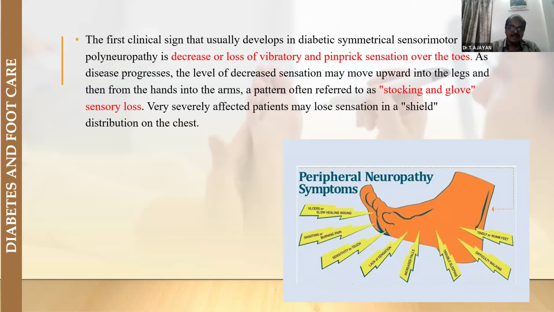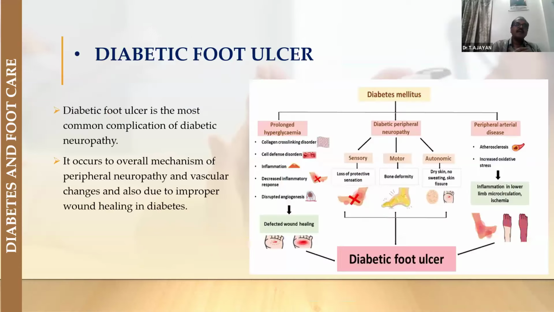Sometimes we see an ulcer or discoloration on the foot. These are the classical presentations of diabetic neuropathy. Diabetic foot ulcer is the most common complication of diabetic neuropathy. It occurs through the mechanisms of peripheral neuropathy and vascular changes, and also due to improper wound healing in diabetes mellitus.